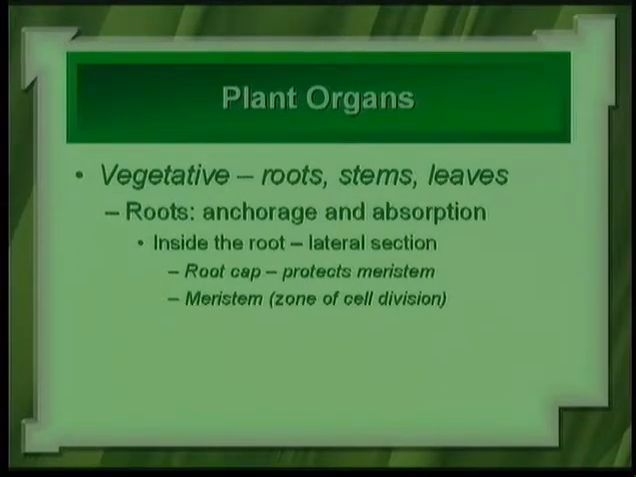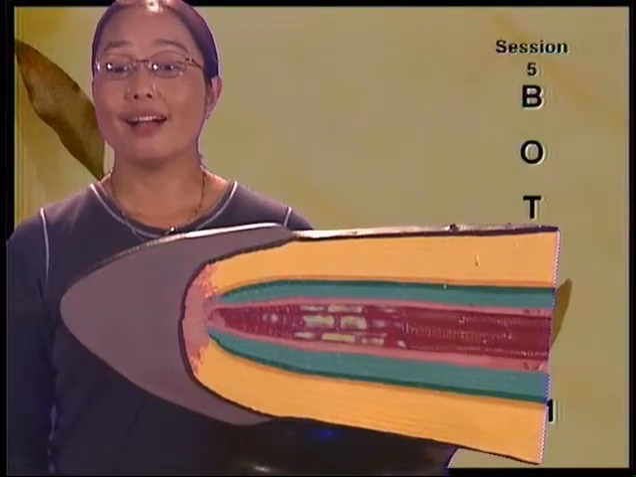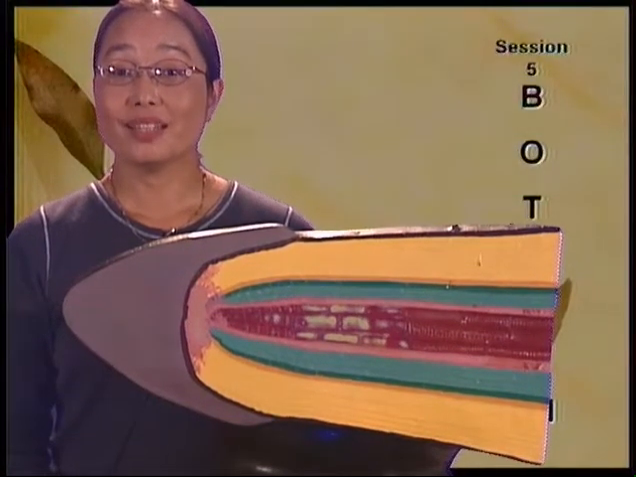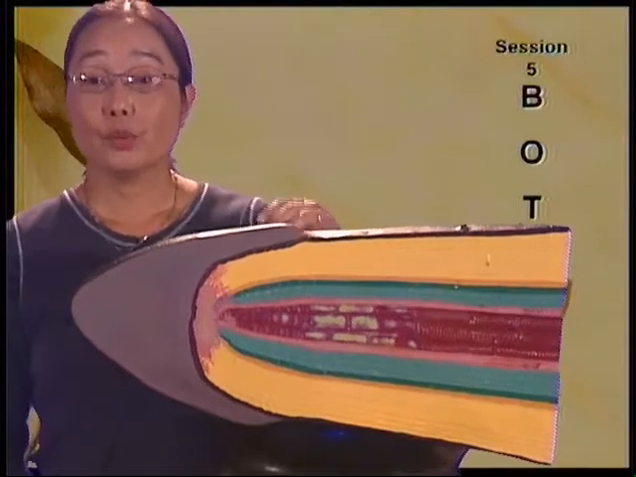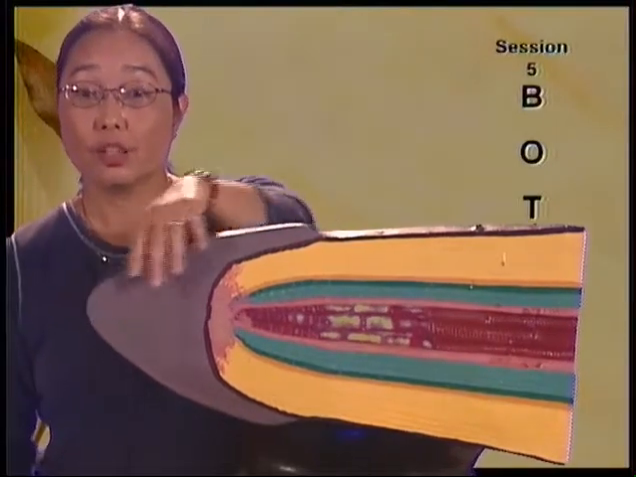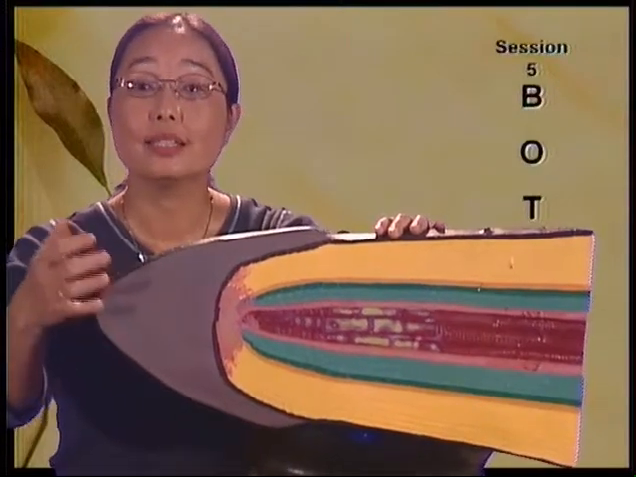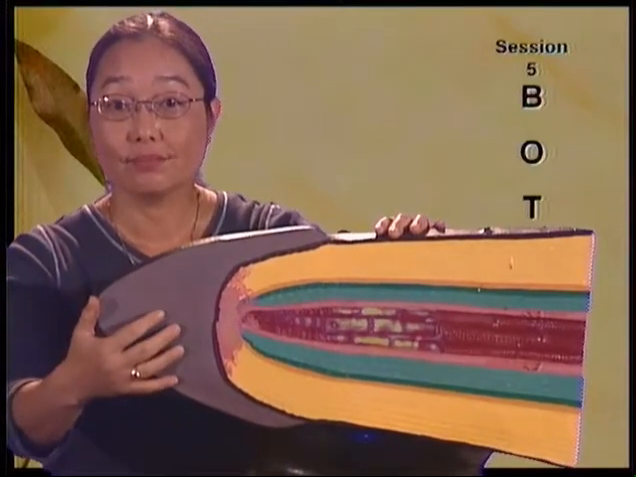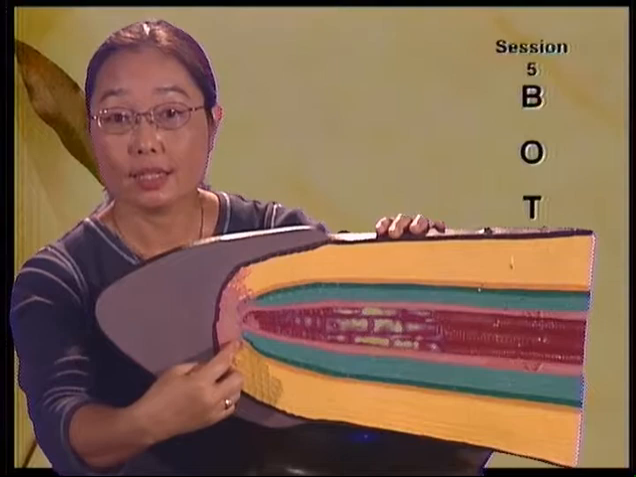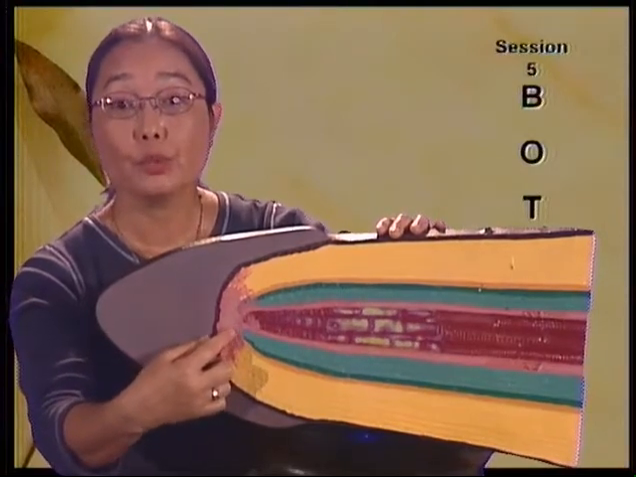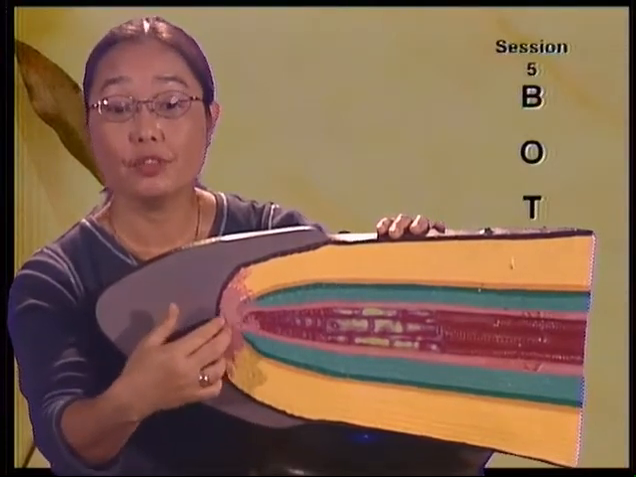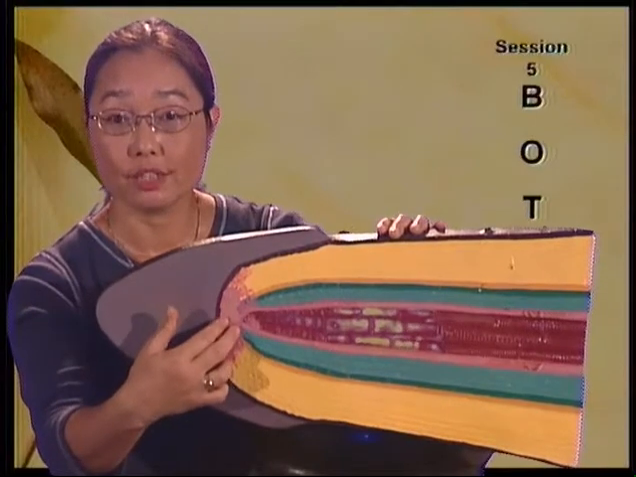Secondly, we also have the meristem, which is an area where you have a zone of cell division happening. Here, you can see a little bit that these cells are large. Now this is the root cap area. This area that's colored a pinkish color would be the zone of active cell division, or the apical meristem.